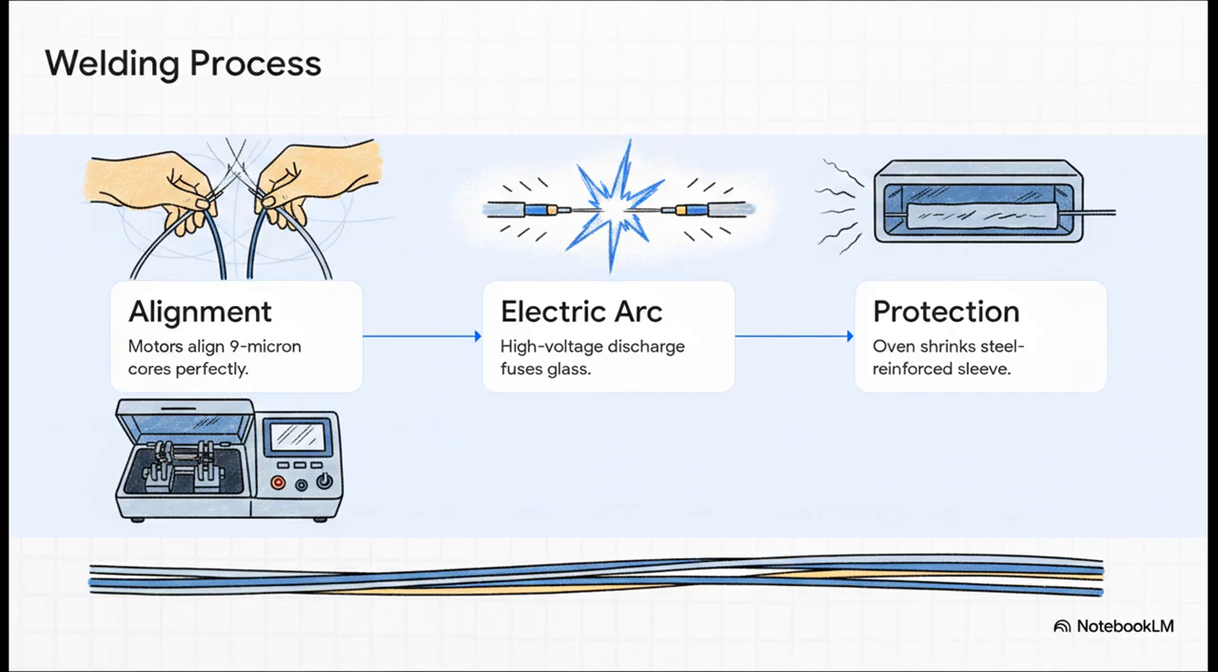Surface tension ensures the molten glass forms a perfect, seamless cylinder. Finally, because the newly welded bare glass is incredibly fragile, a built-in oven bakes a protective heat shrink sleeve reinforced with a tiny steel rod right over the fresh joint.